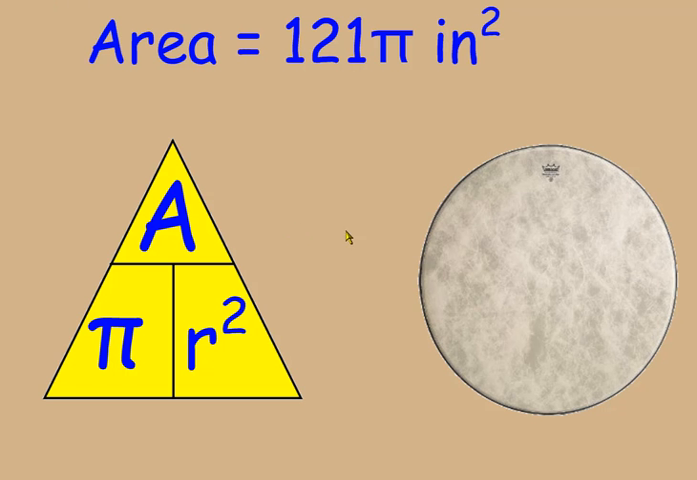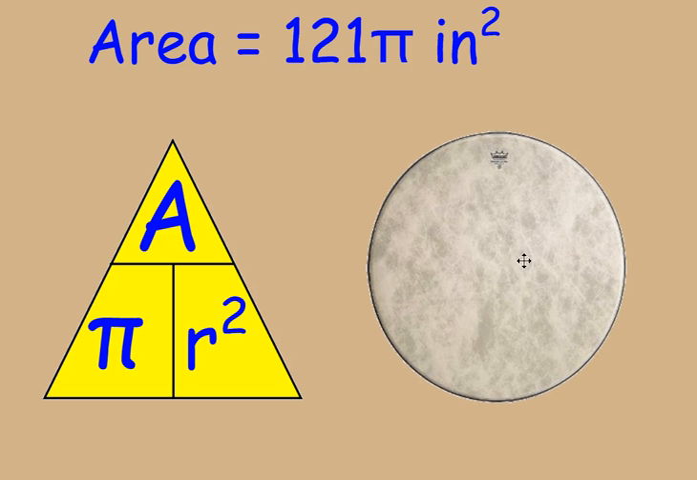Alright, so I found this drum head online. Looks like a moon, but it's for a bass drum. And I'm given that the area is 121 pi inches squared. Once again, the area is not 121. It's the product of 121 times pi. If I wanted to find the area, I could multiply by pi and I'd get the one number that was the exact area, or very close to it.